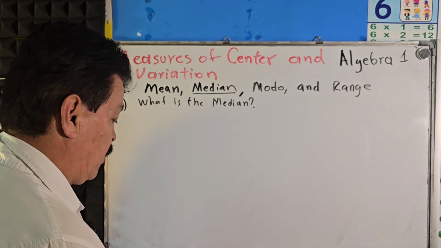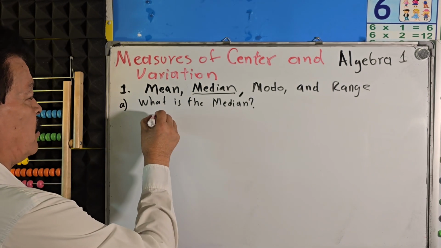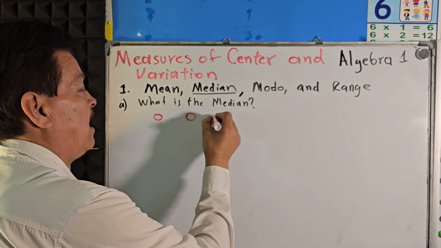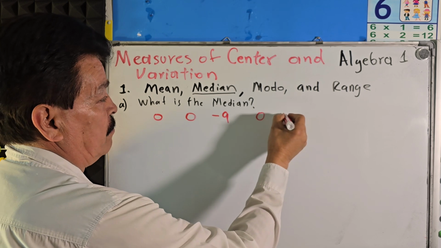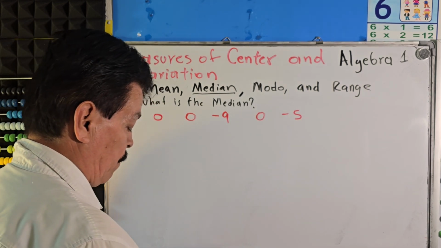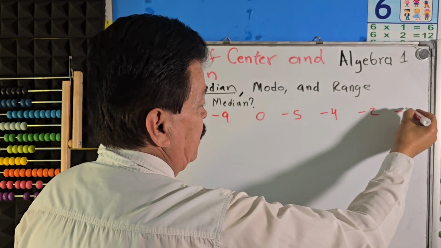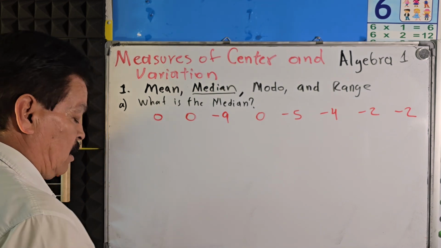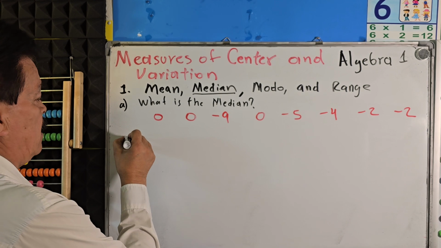Okay. For instance, I will write some numbers like 0, 0 again, -9, 0, -5. Let's write -4, -2, -2. Okay, that's our data. So we have to remember this idea.